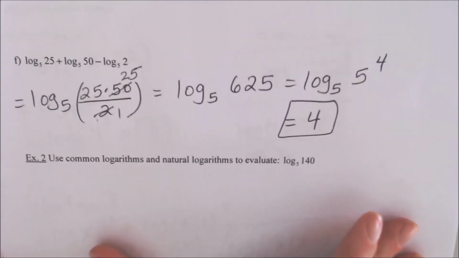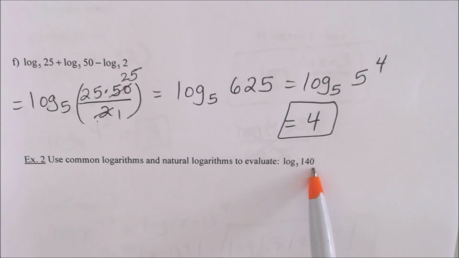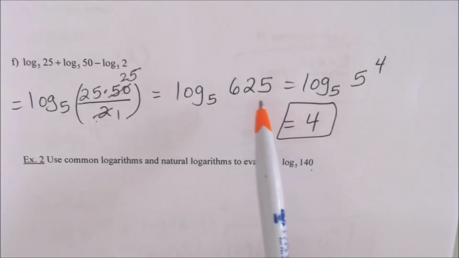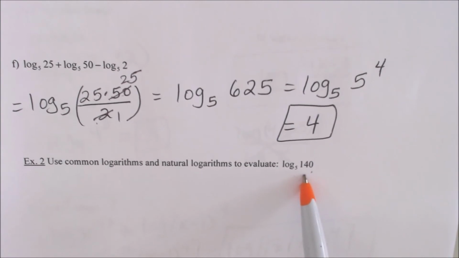The last example here, it says use common logarithms and natural logarithms to evaluate log base 5 of 140. Now let's make sure we're clear on what they're asking us to do. First of all, you notice that 140 is not a power of 5. There's no way for me to rewrite 140 as 5 raised to some power like I just did with that 625. I could write it as 5 to the 4th. I can't do the same thing with 140.